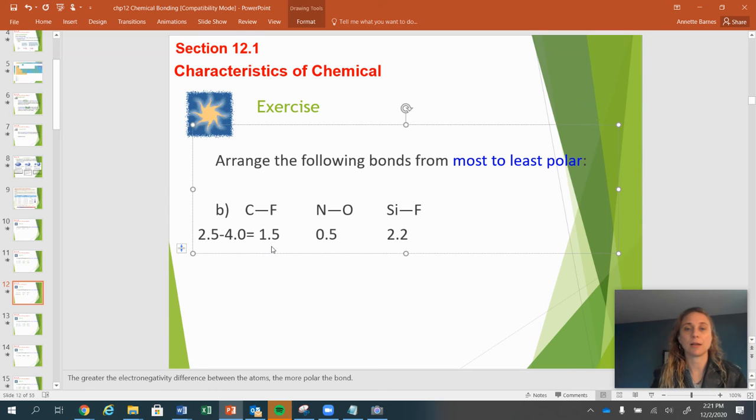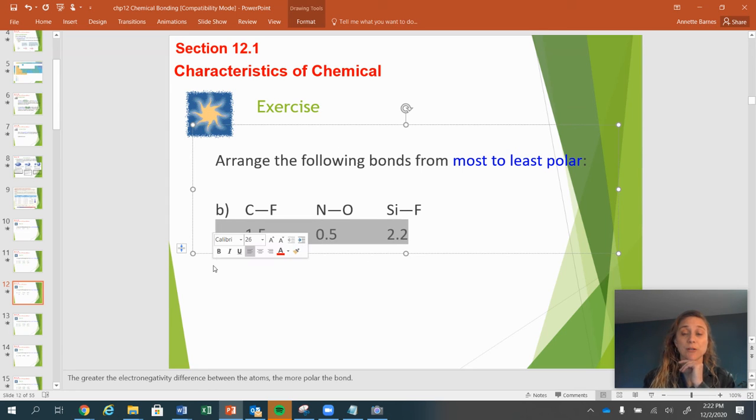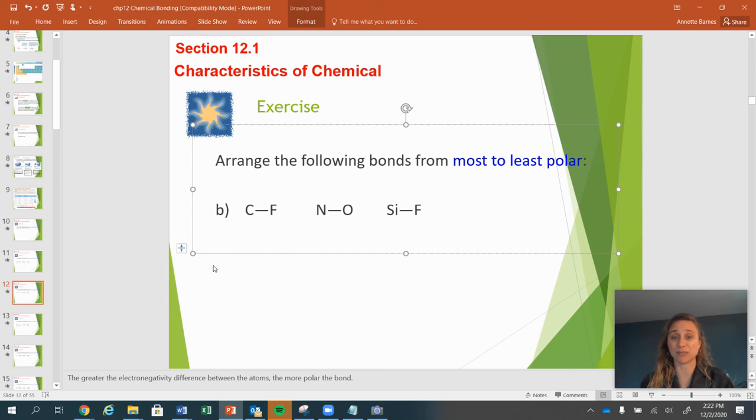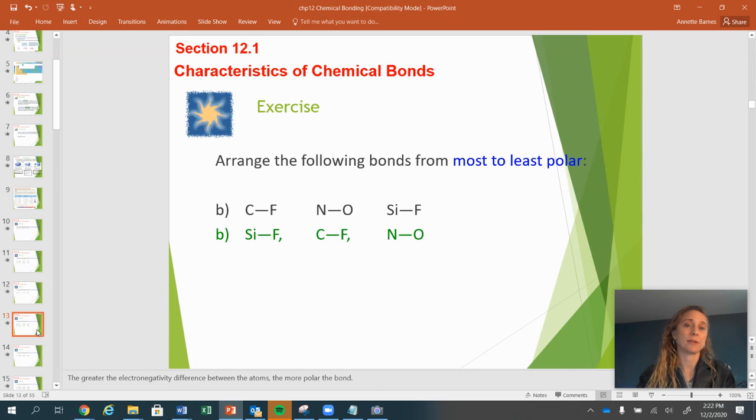Okay. Which one is the most polar? The biggest difference, silicon and fluorine. Then comes carbon and fluorine. Then goes nitrogen and oxygen. The first two are carbon and fluorine and nitrogen and oxygen. Those look like they're going to be polar covalent compounds. Silicon and fluorine, that's above 1.7 by quite a stretch. So that one's going to actually end up being an ionic bond, with electron transfer. Okay, let's see how we did.